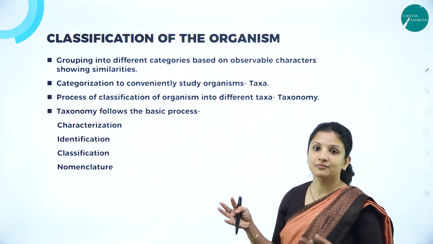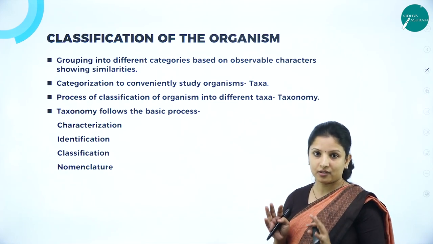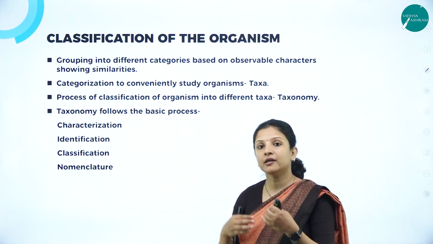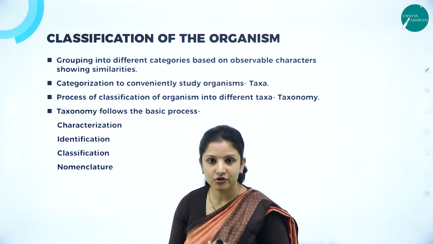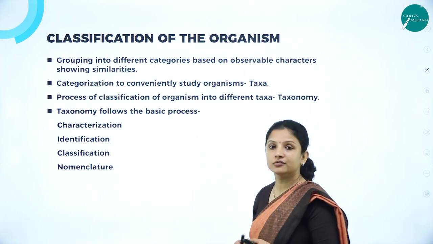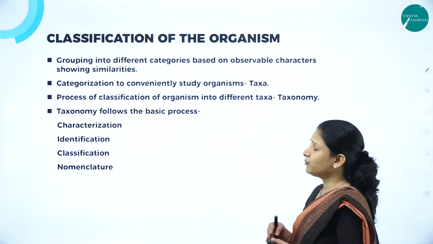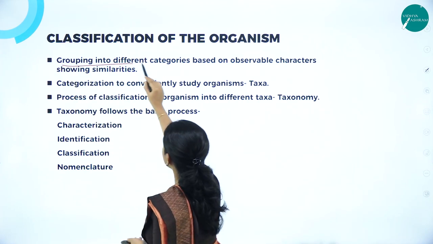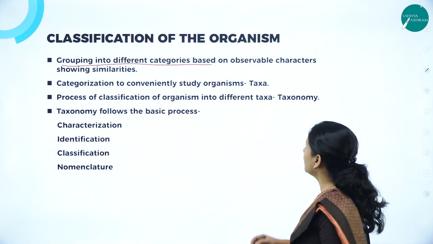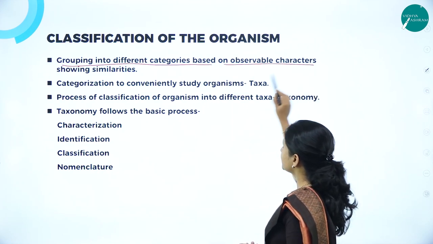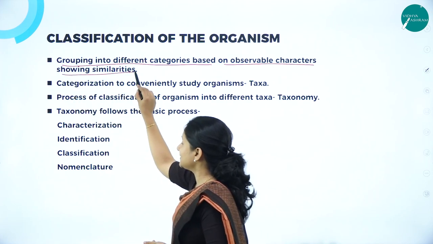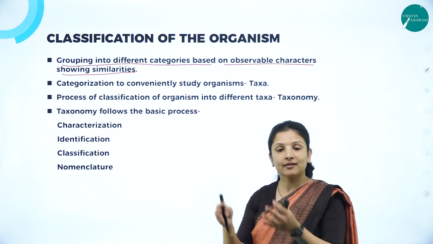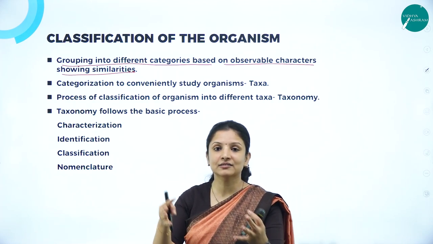Likewise, the organisms, which are billions and billions in number, are classified into different groups based on their characteristics, either morphological or genetic characteristics and also phylogenetic characteristics. So what is classification? Classification is the grouping of organisms into different categories based on observable characters showing similarities, which means nothing but morphology. So when you look at an organism, you can say this is a dog, this is a cat, this is a lion.